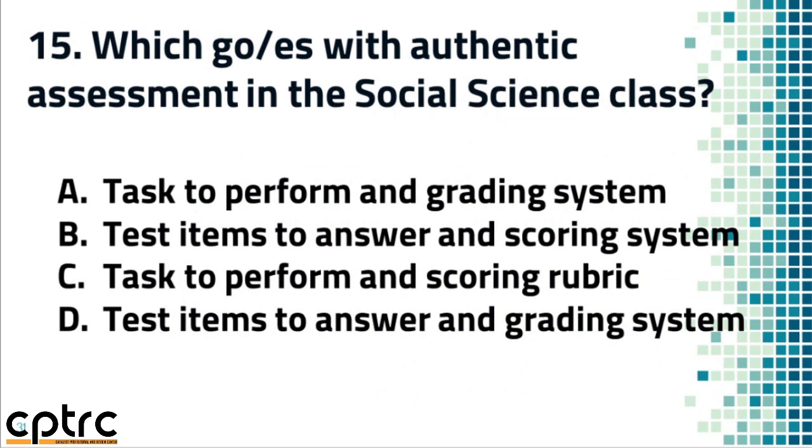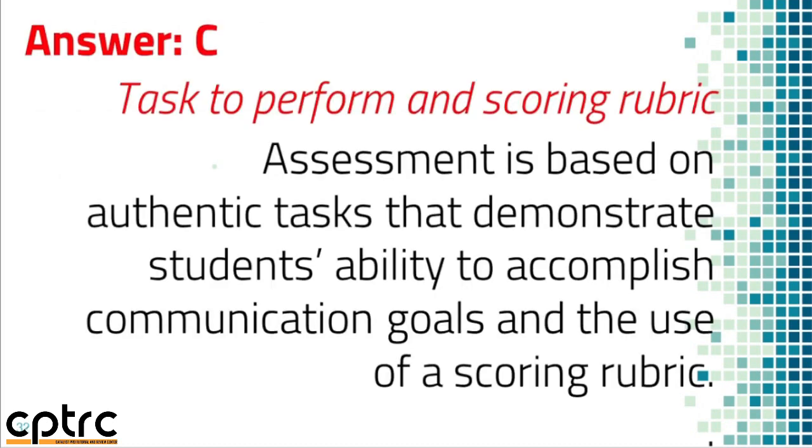Item number 15. Which goes with authentic assessment in the social science class? If the teacher is having a social science class, what is authentic assessment in that? So, social sciences can perform the test and the use of a scoring rubric. Because you all know that assessment is based on authentic tests, meaning to say the students have the ability to demonstrate their skills and to accomplish communication goals and the use of a rubric. So both are authentic assessment. You can perform the test with the use of a rubric.